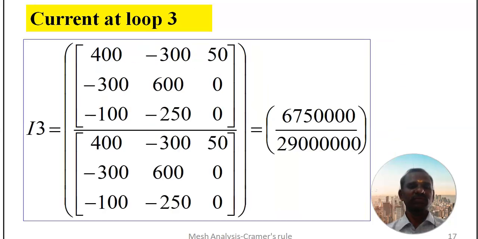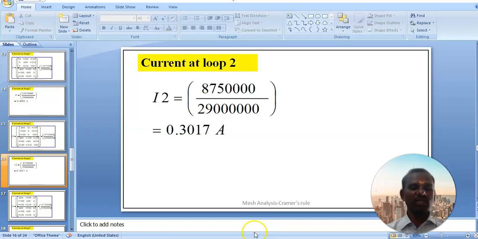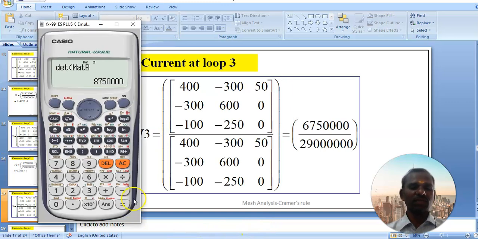Right. So we'll go on to find the current at loop 3. Replace the resistance in column number 3 with the voltage source. Then do the same procedure. I have saved this value in my calculator, so I'll just use this calculator to solve this. So we have to find the determinant. I have saved my data in C, which is 5.